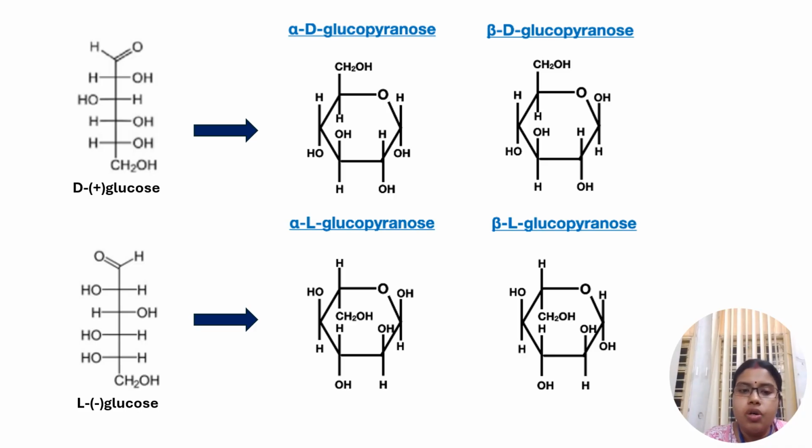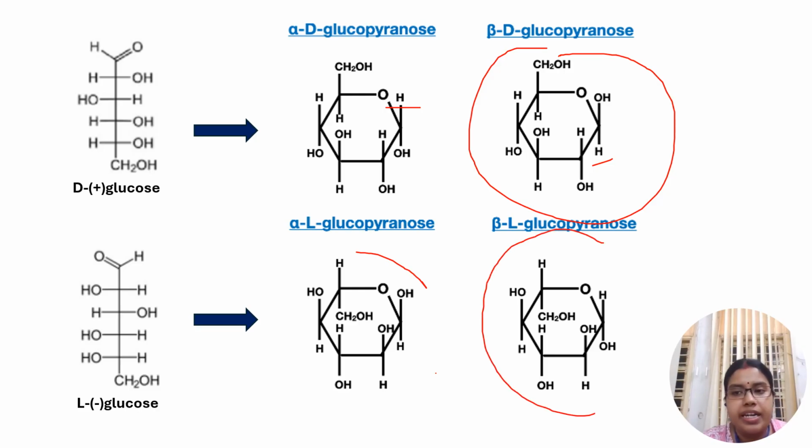From D-glucose, similarly, we will get the alpha D-glucopyranose structure and beta D-glucopyranose structure. For the alpha, the OH is down, and for the beta, the OH is up. And if it is L-glucose, similarly we will get the alpha L-glucopyranose structure and beta L-glucopyranose structure.